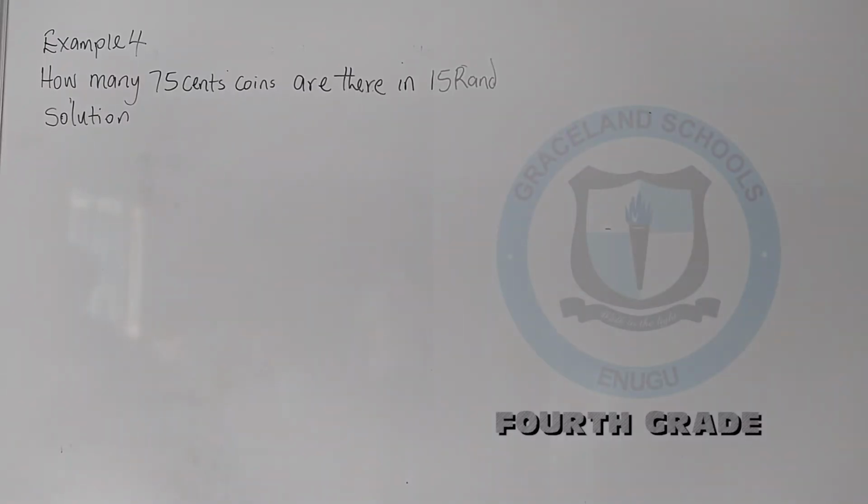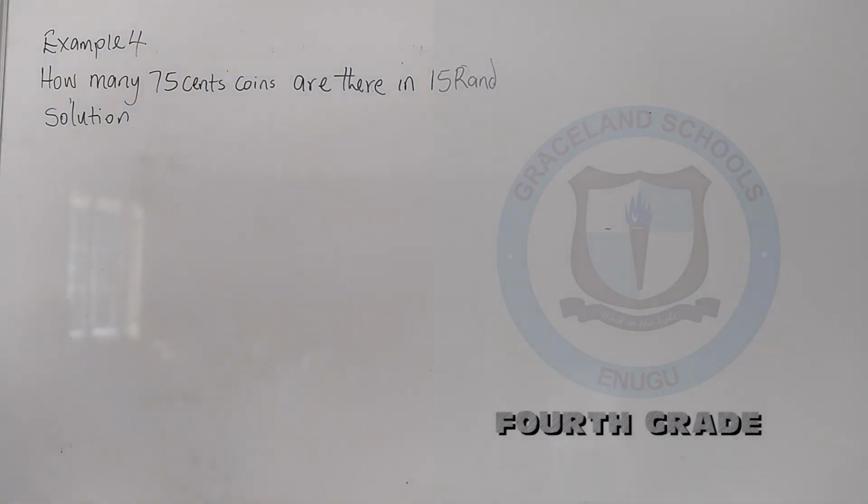Okay, the last example, which is example 4. How many 75 cents coins are there in 15 rand? Can anybody tell me the country rand is their currency? Okay, South Africa. The bigger currency in South Africa is rand, while their smaller currency is cent. So you need to change 15 rand to cents by multiplying by 100.